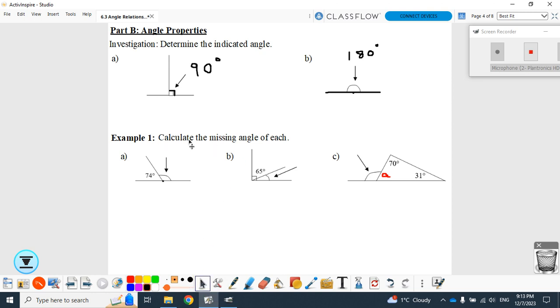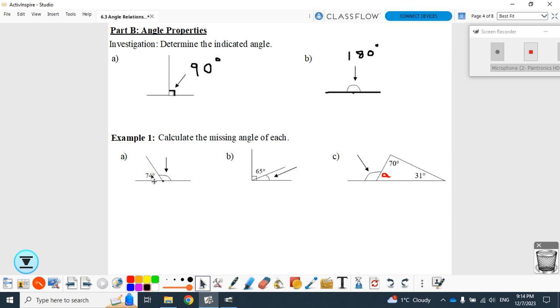Example 1: calculate the missing angle of each. Now, some of you probably already have a great idea. For this one here, you might already see the flat line at the bottom, and you know that's 180, right? Then you're thinking, okay, from the ground to there is 74 degrees, so what's left has to just be 180 minus the 74, which is totally true.